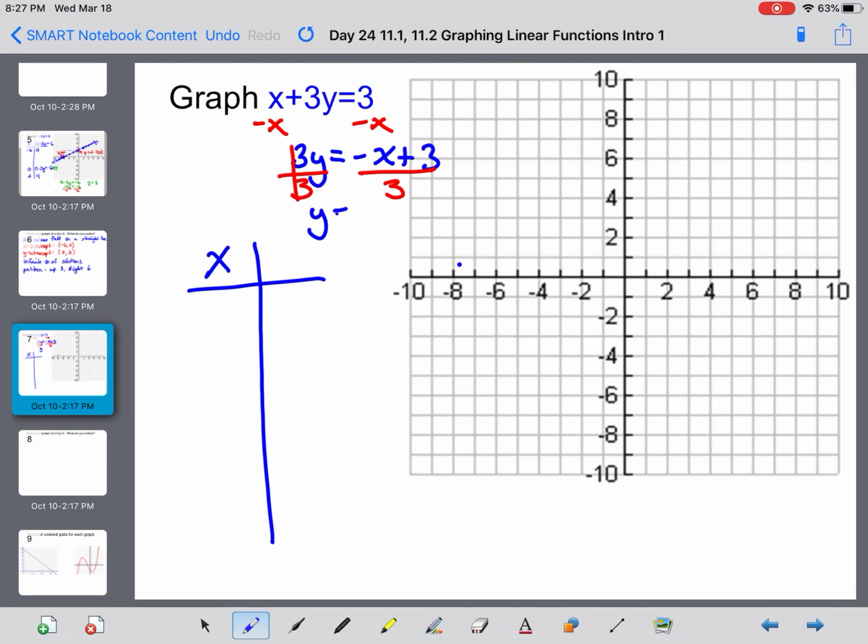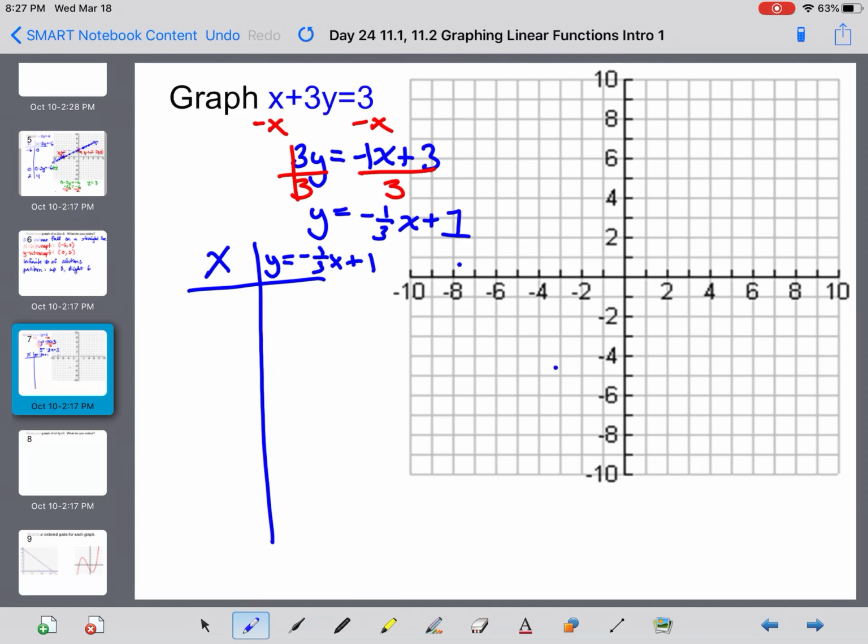That's going to leave me with y equals -1/3 x. Remember, there's a -1 in there. 1 divided by 3 is 1/3. Or you could write it as -x/3. That would be just fine. And then I also have a 3 divided by 3, which simplifies to give me +1. So over here, I'm going to do y equals -1/3 x plus 1.